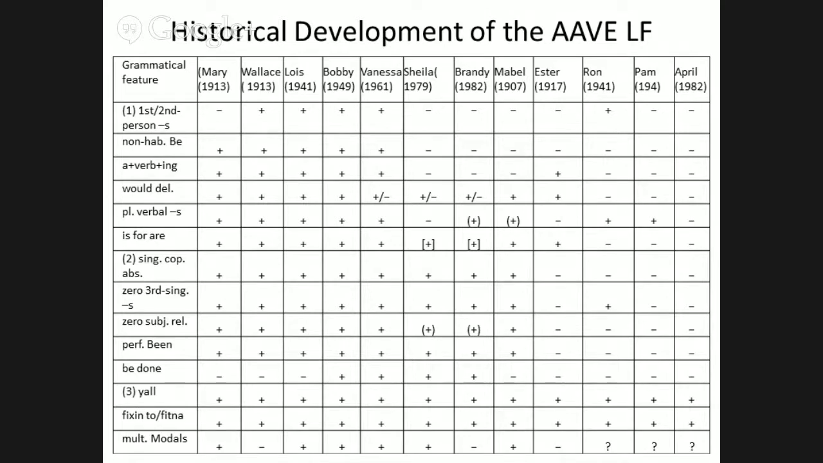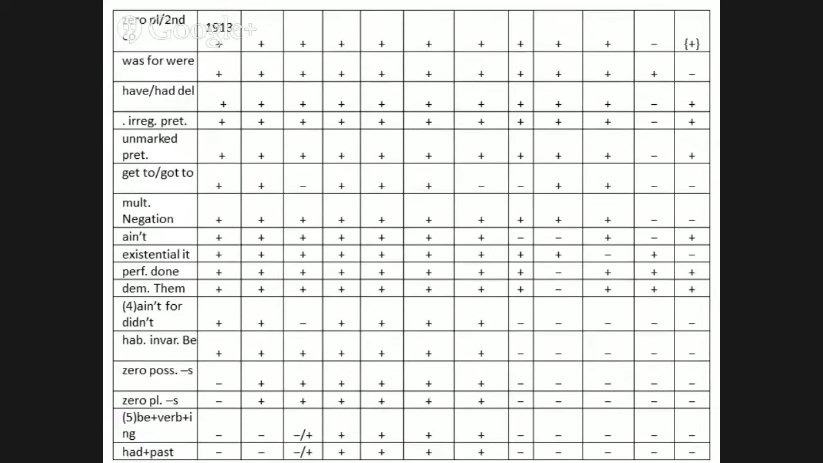So if you look at 1913 to 1982, it comes back and forth, appears and disappears from the AAVE, depending on the social, educational, and many factors that come into play. The research is not conclusive in this area. They don't know why these features are available or not available. Over the years, they come and go. The features are on and off.